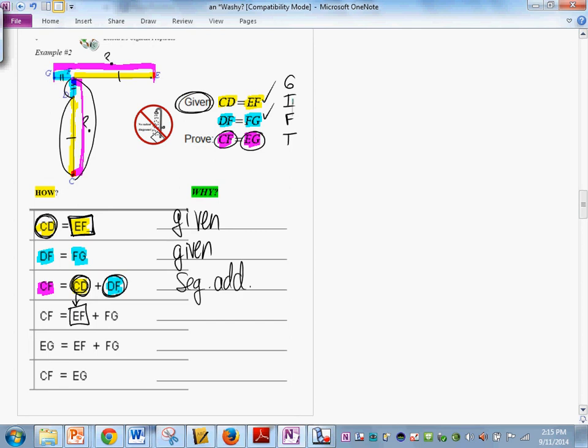Circle DF. I have 4 of you not tracking with me. Pick up your pencil, track with me. Circle DF. Come up here, circle DF. Box the FG. Come down here, box the FG. Little arrow. Ready? Have a short verbal discussion, 10 seconds. What happened? What do we do from here to here?